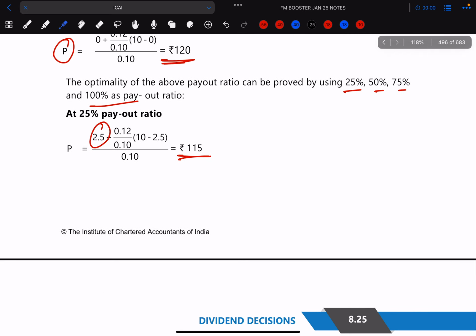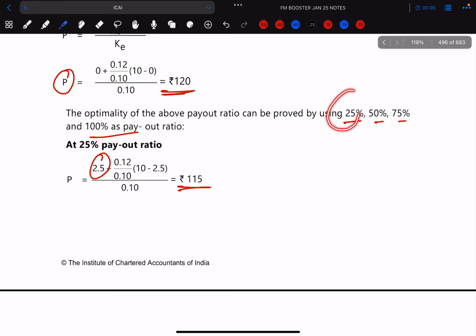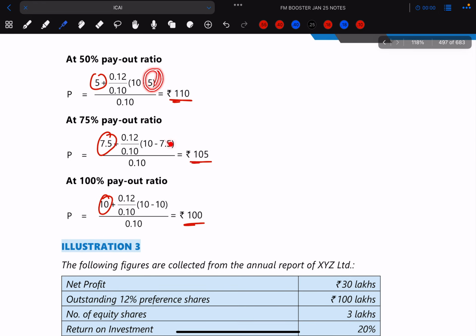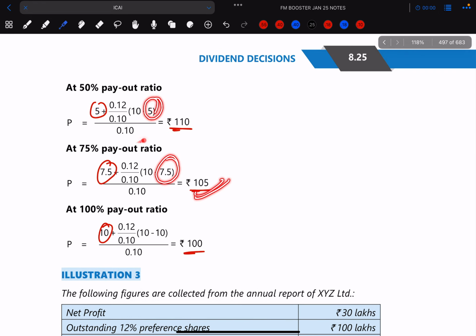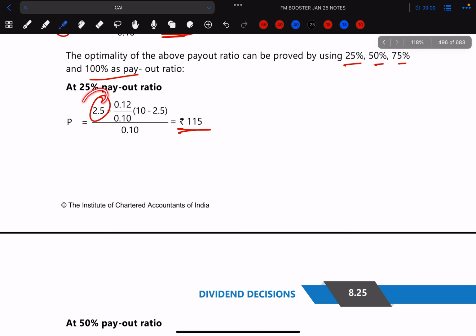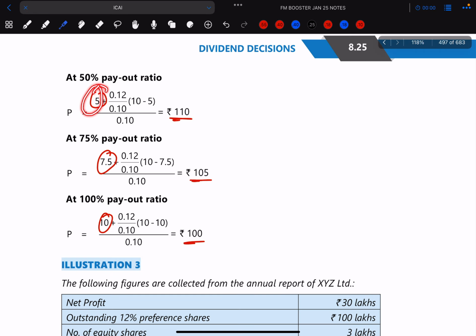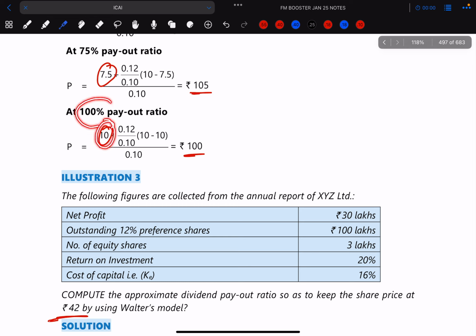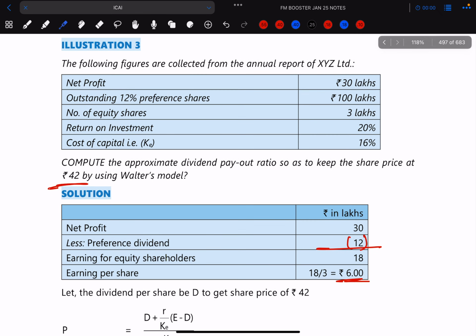And let us assume, just for understanding purposes, you're paying 25%, 50% and 75%. Just take the dividend as 25%, 50%, 75%, and find out the answer. Rest everything is the same. So here, simple: 2.5, 5, 7.5, and 100% means 10, and this one is done. 100% is like you have earned 110 rupees, and in that you are paying 100%. Simple.